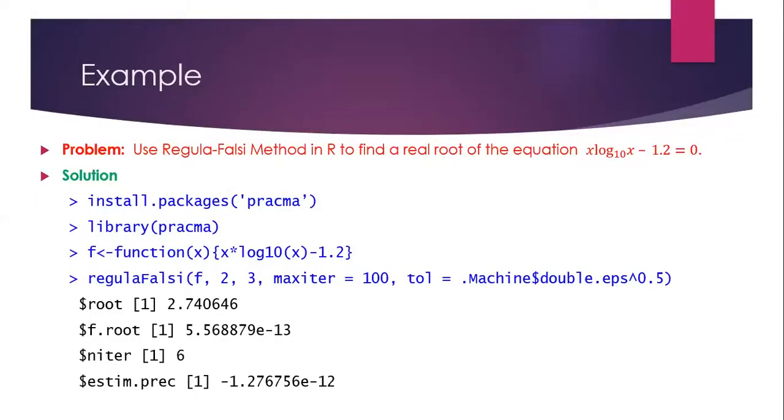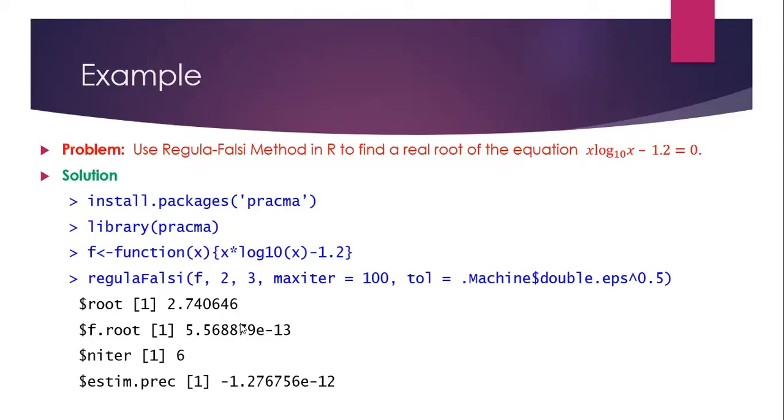Here we use install.packages and library pracma. The function is defined the same as in the bisection method: function of x is equal to x into log 10 x minus 1.2. Then regulaFalsi, with the function f, the initial values of a and b as 2 comma 3, max iteration 100, and tolerance, which we do not change, is still e to the power 0.5. So the root of this equation is 2.74064.